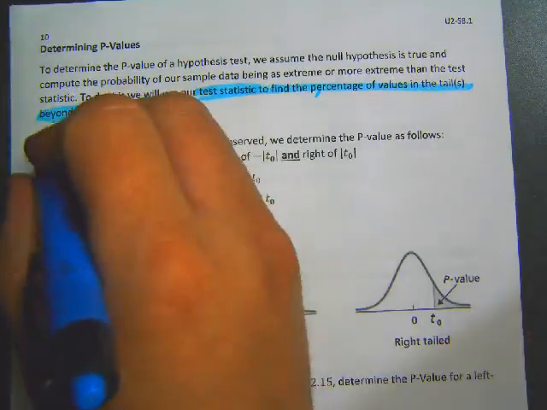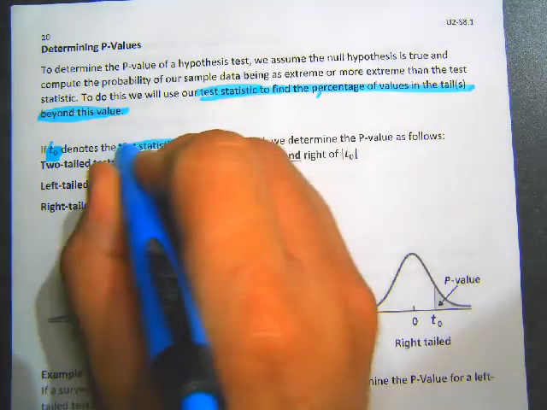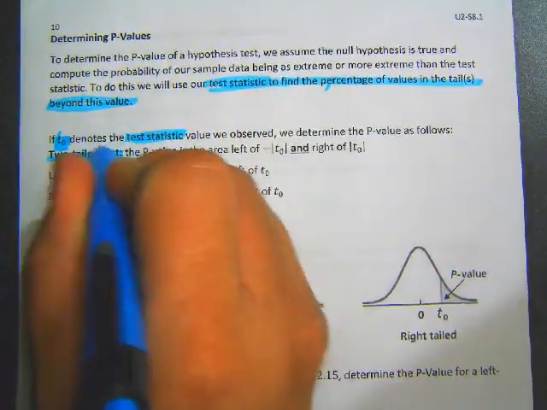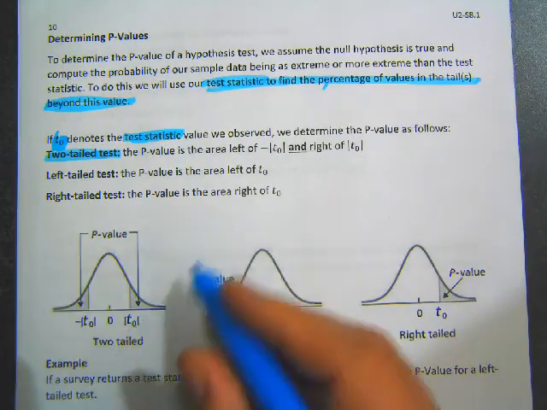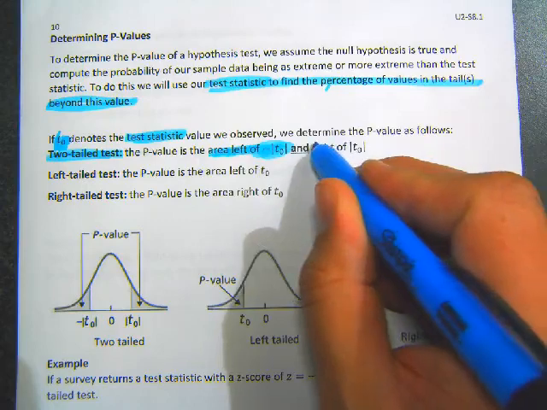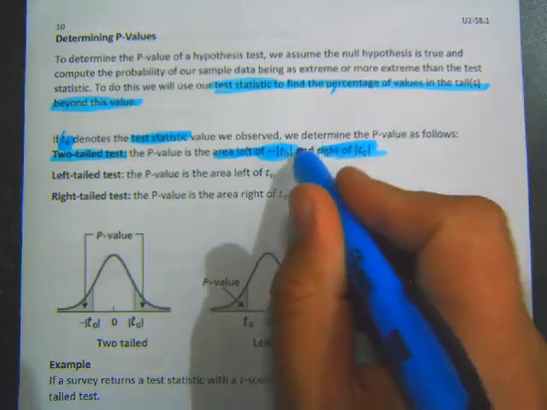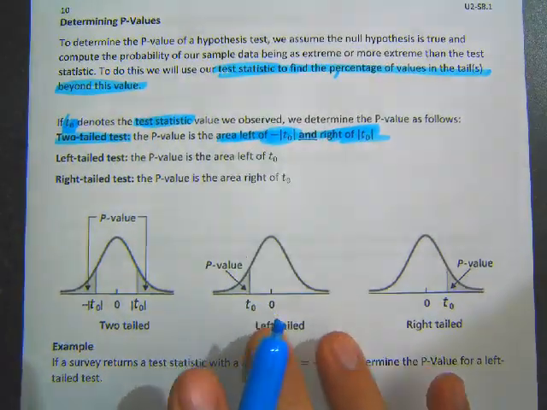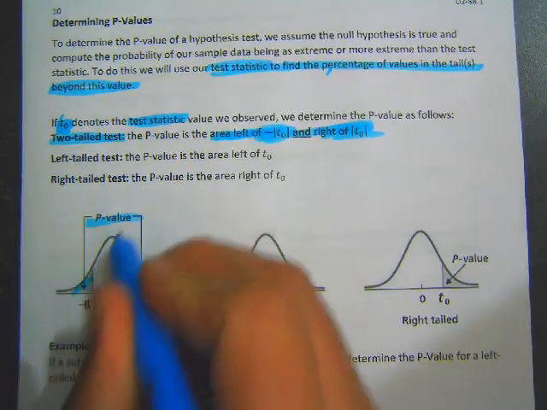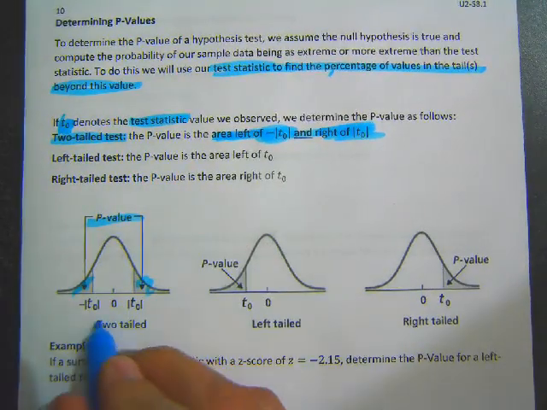So if we use t sub 0 for our test statistic, then we have three different options. We have a two-tailed test, right? In a two-tailed test, the p-value is going to be the area left of the negative t sub 0 and right of the positive t sub 0. That's going to be your area. It's going to be combined. You're actually going to take those two areas and combine them all together. So this area plus this area gives you your whole p-value for a two-tailed test.